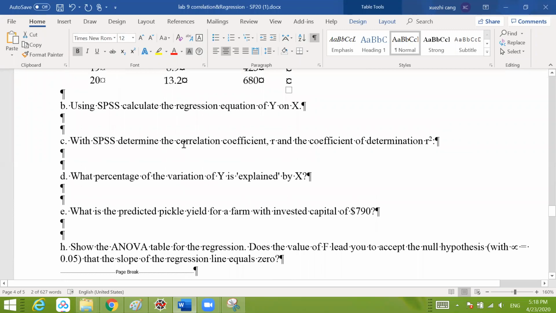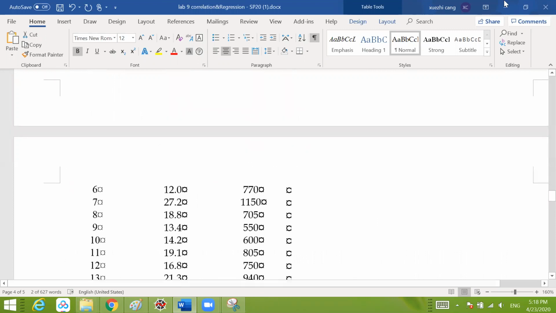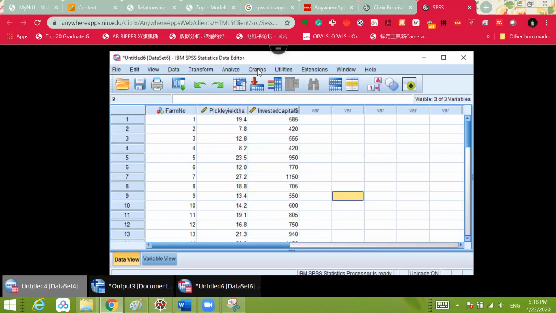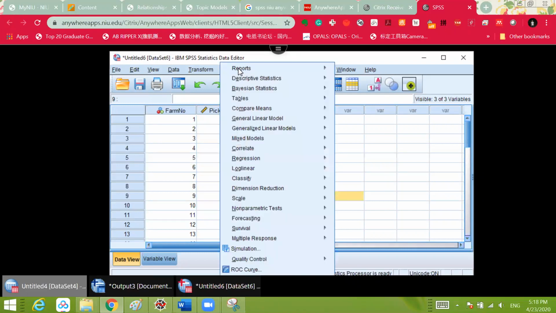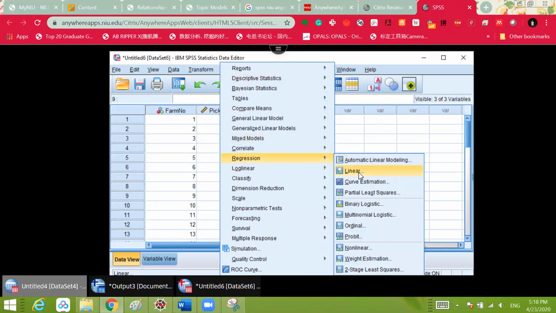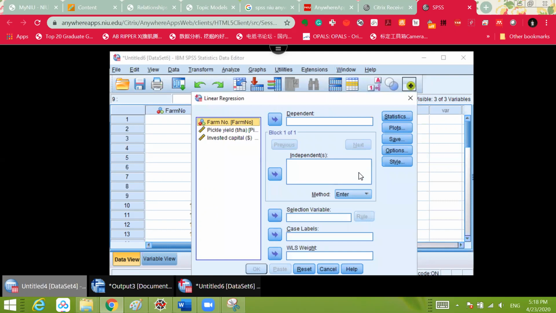The first question asks us to find the regression equation of y on x. So we need to run the regression. We hit Analyze, then Regression, Linear Regression, this one. Then click OK. So we need to put the pico yield as the dependent variable, and the other variable as the independent variable. Then we hit OK.